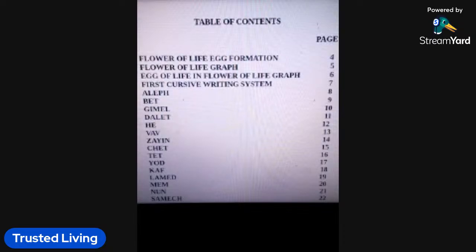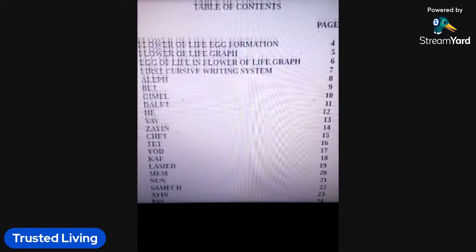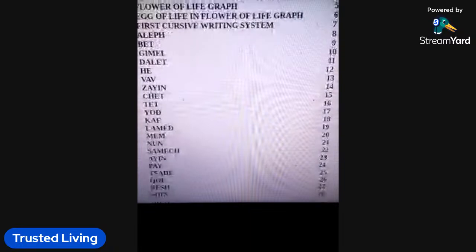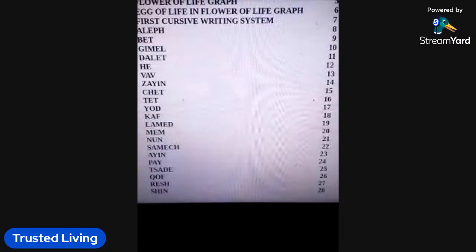That's some graphics that you can look at. And then you have the flower of life graph, more graphics, egg of life and flower of life graph, more graphics, first cursive writing system, more graphics. Then I have a list of the different Hebrew letters that were originally pictographs, and all these pictographs are in the flower of life graph or flower of life pattern, beginning with Aleph.